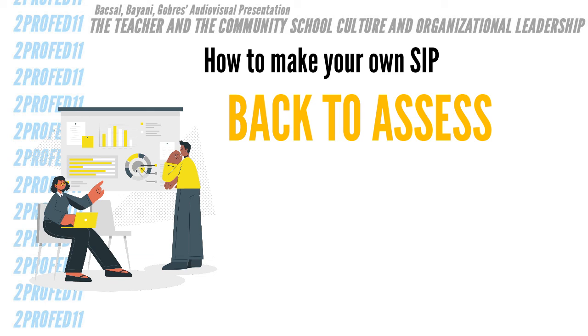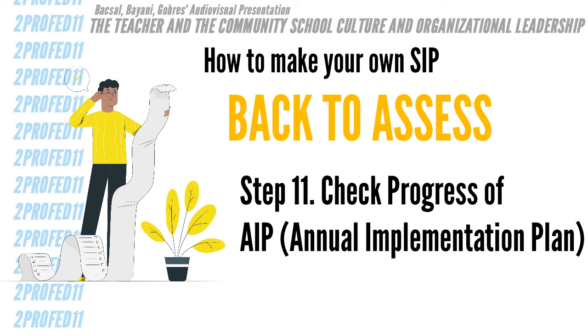Back to assess. After the end of the ACT phase, the cycle goes back to assess. The school's monitoring system should take note of the performance indicators set for each priority improvement area. This is to ensure that we are going through continual improvement. Step 11. Check progress of your AIP. Check your progress whether you have followed your annual implementation plan. If you seem to have been veering off, then you have to start doing corrective maneuvers.